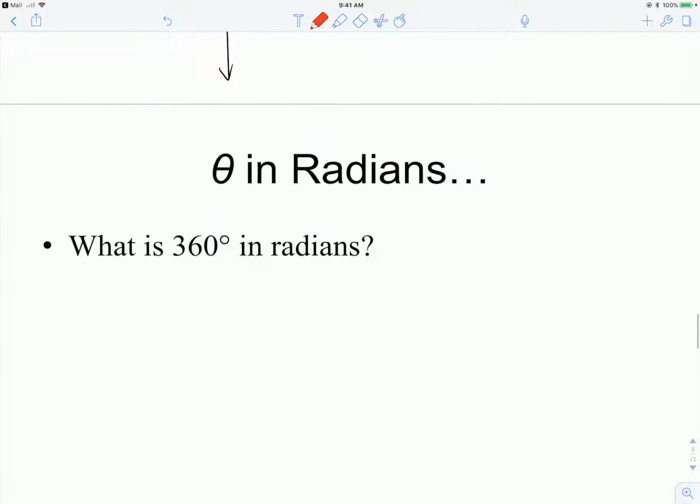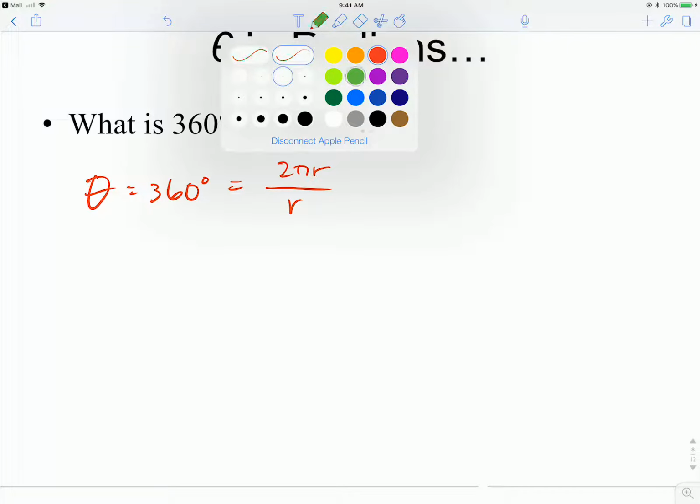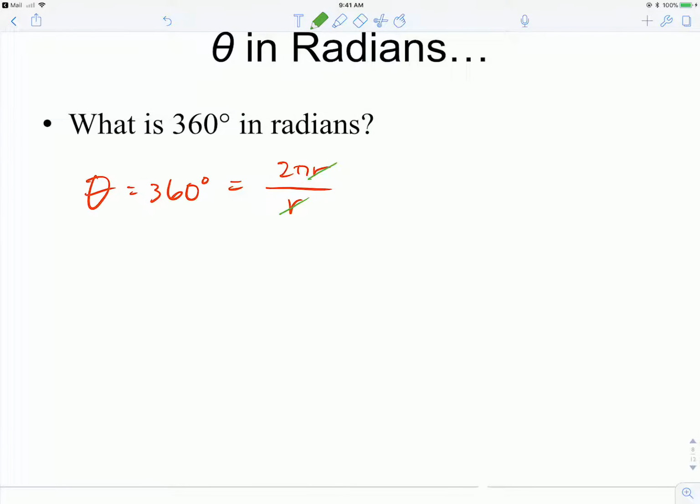So then if we wanted to figure out what theta in radians is for the angle 360 degrees, well, it's S over r, right? So S being 2 pi r over the radius. So those r's would end up canceling. So 360 degrees is equal to 2 pi. So full rotation is equal to 2 pi radians, or 2 pi rads, or we can just say 2 pi.